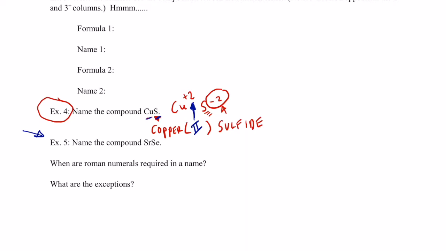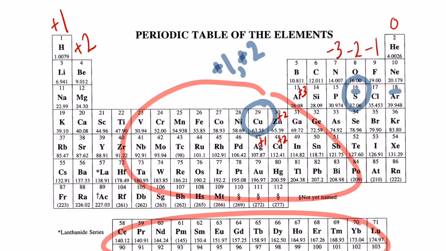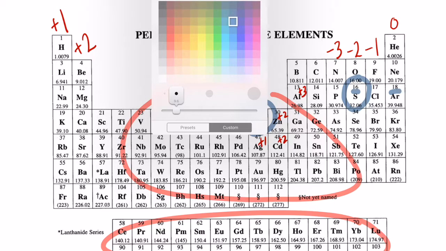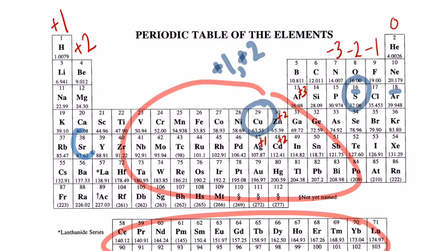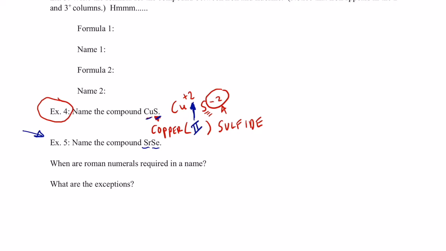Alright, welcome back. Let's find strontium and selenium on the periodic table. Strontium, folks, is over here on the table. Looks like it's always going to be +2. I don't need a Roman numeral for strontium, do I? Selenium's over here. It has 34 electrons. Wants to get to 36, so it's -2. So this one's not too hard at all. Strontium is always +2. Selenium is -2.